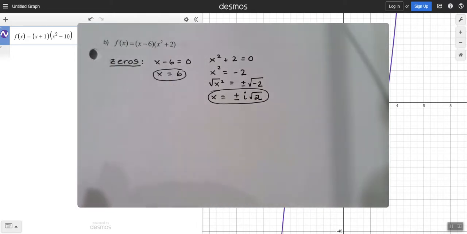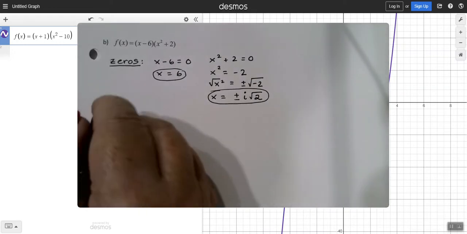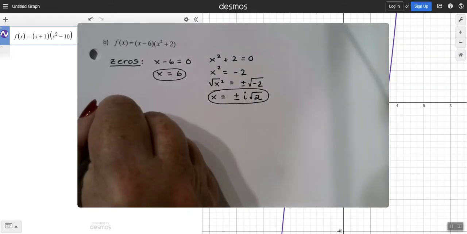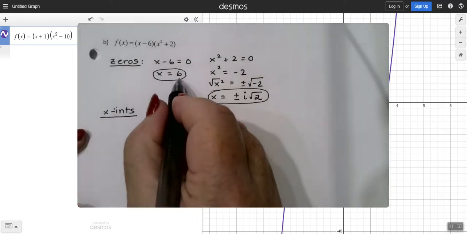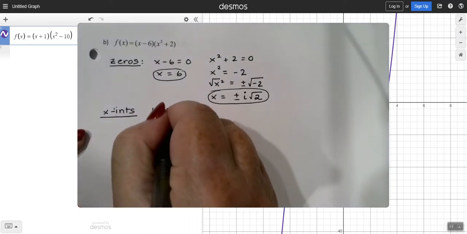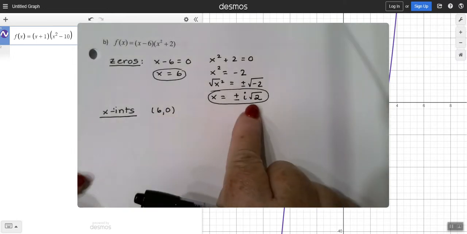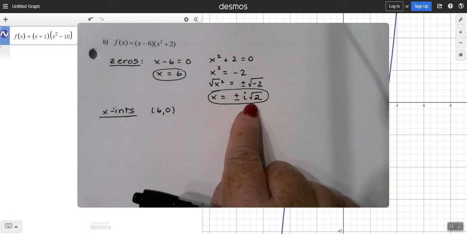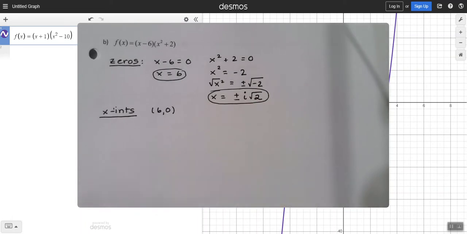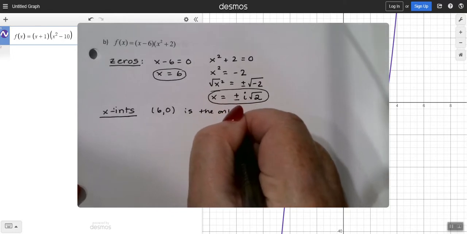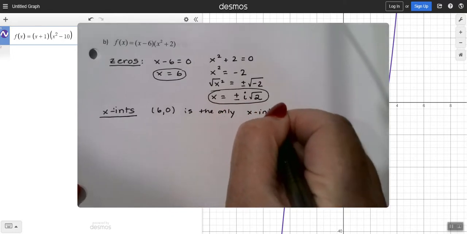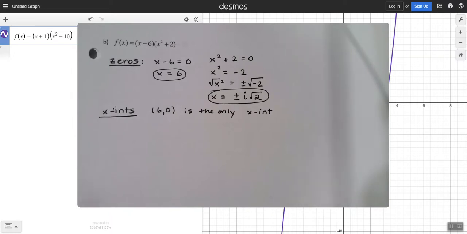X times x squared. Now, this is where this one gets a little bit different. What if I want to talk about the x-intercepts? Clearly 6, 0 is going to be one of them. But we can't plot these imaginary numbers on our graph. So there are no x-intercepts that correspond to that 0. 6, 0 is the only x-intercept. Only real valued zeros actually appear as x-intercepts on the graph.